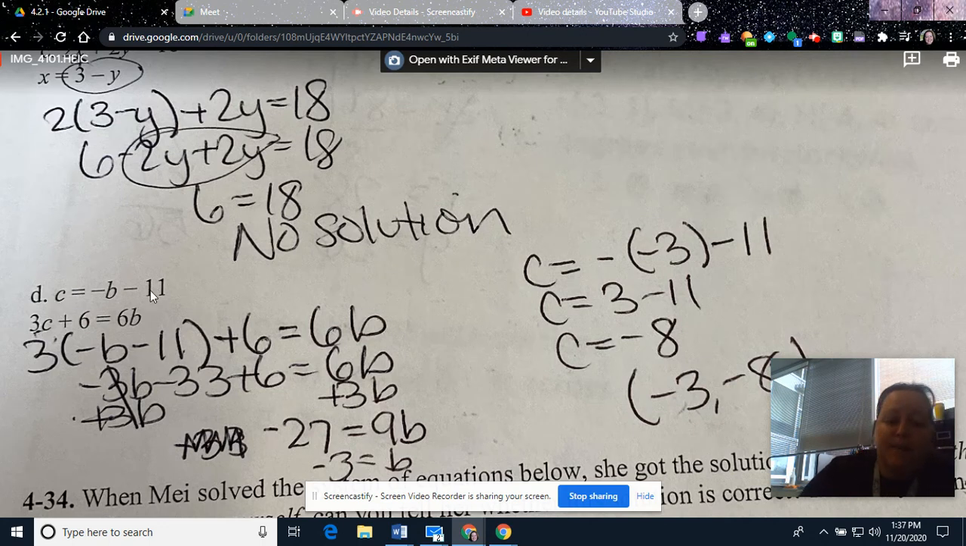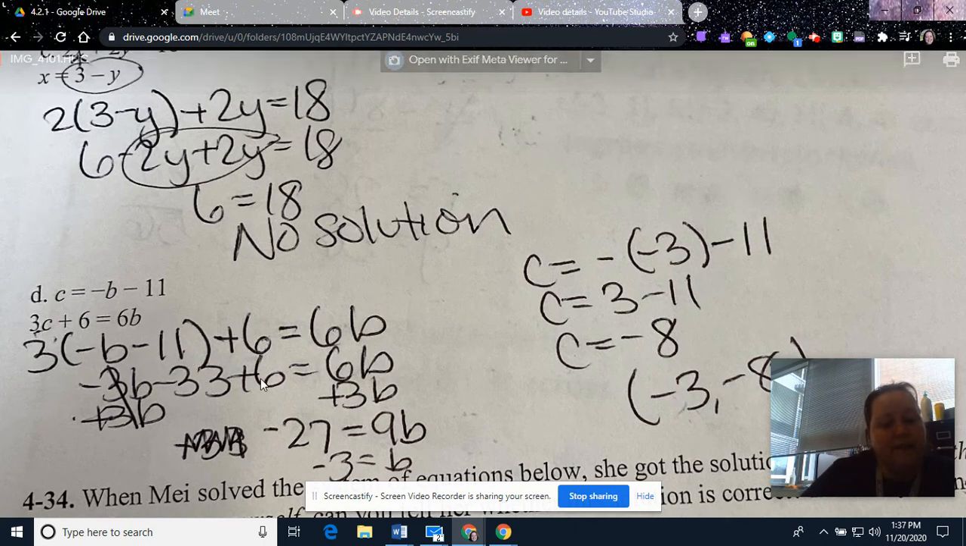So if c equals negative b minus 11, then you're going to plug in negative b minus 11 when you see c. So you'll see I wrote this entire thing down, except instead of c, I wrote negative b minus 11. You can do the distributive property, add 6 because that was already there, equals 6b, negative 3b, so you can add 3b to both sides. And then negative 33 plus 6 is a negative 27.